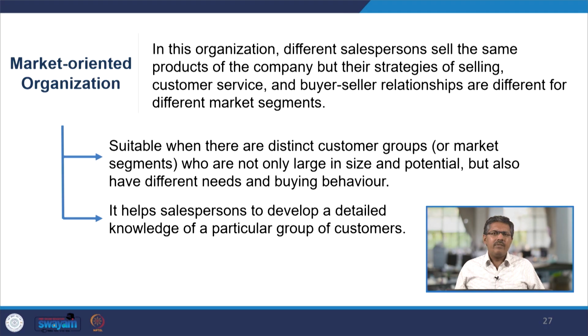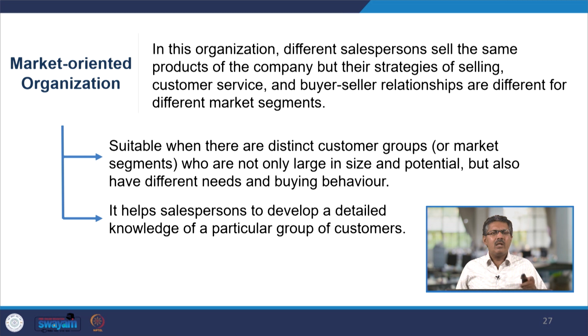The third is the market oriented organization. Here different salespeople sell the same products of the company, right, but the strength of selling, customer service and buyer-seller relationship maintenance is different for different market segments. So, now here the focus is on the market segment that we are catering to. It is suitable when there are different customer groups or different target markets that we have, who are not only large in size and potential, but also have different needs and their buying behavior is also different, right.